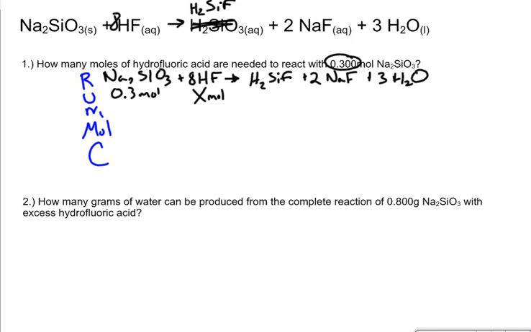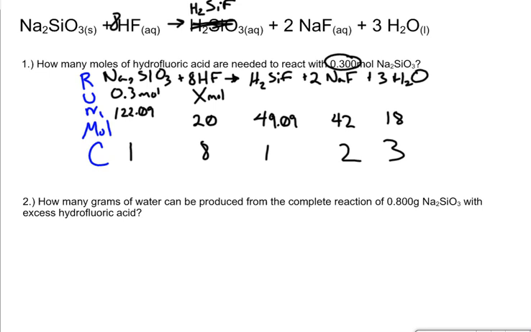M stands for molar mass, in which you're going to put the molar mass of everything in the equation. So I'm going to pause, and I'll come back when I have them all. Once you have the molar masses of everything in the equation, you're going to skip over the mole part and come down to C. C stands for coefficients. So let's put the coefficients of each one of these. So this is a 1, 8, 1, 2, 3.